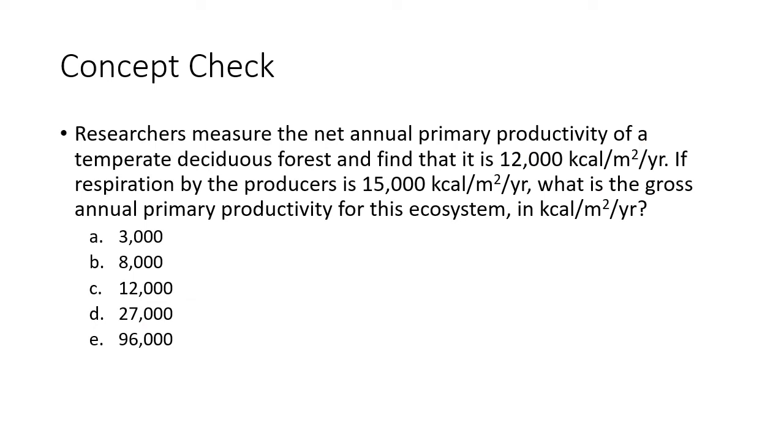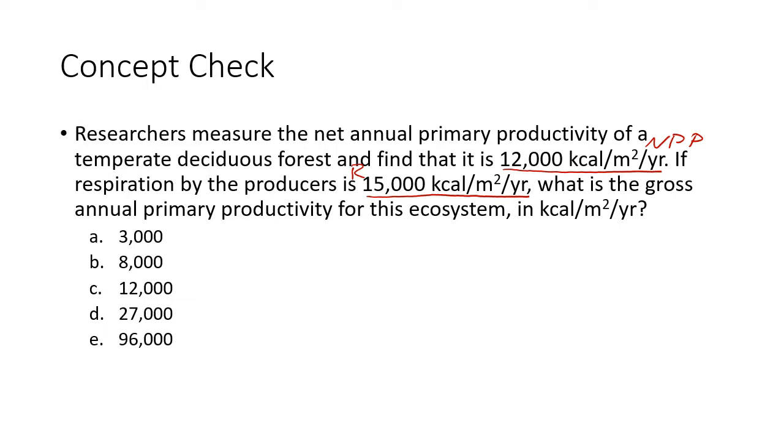Let's say that you're a researcher and you go out and you measure the net annual primary productivity of a temperate deciduous forest. Say that you're in Kentucky and you measure the primary productivity of an area of deciduous forest. You find that it is 12,000 kilocalories per meter squared per year. That is your NPP. If respiration by the producers is 15,000 kilocalories per meter squared per year, so that's R, what is the gross annual primary productivity of this ecosystem in kilocalories per meter squared per year?